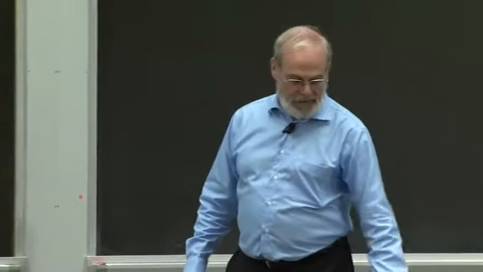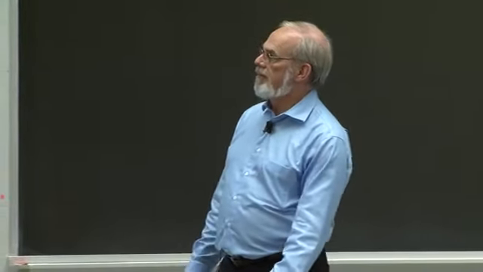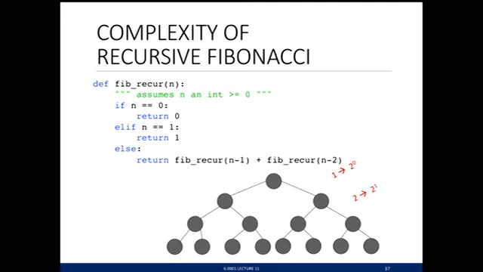So one way to think about it is if I'm going to solve the problem up here, I've got to solve two versions of the problem below, which has got to solve two versions of the problem below. And in general, this is going to be exponential, 2 to the n.